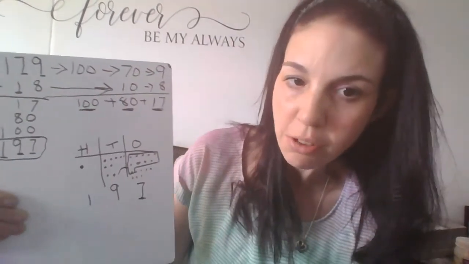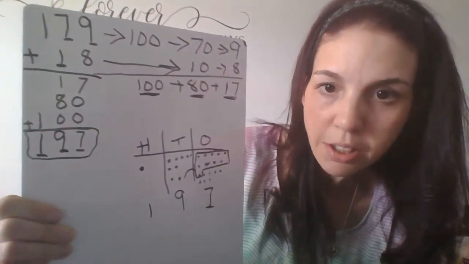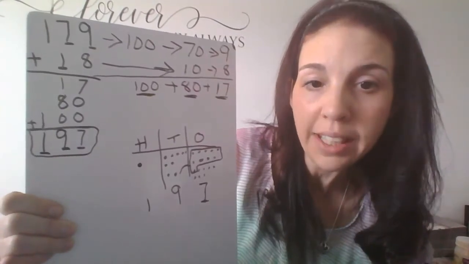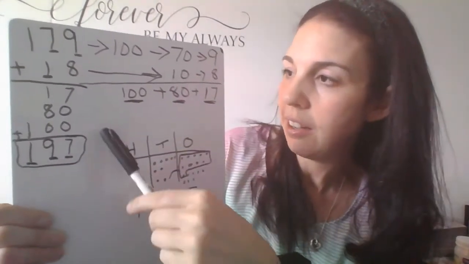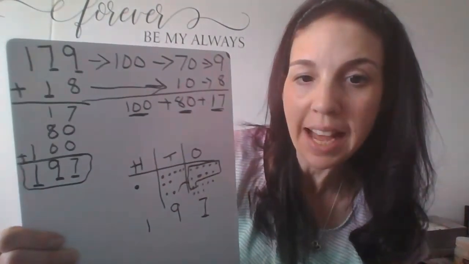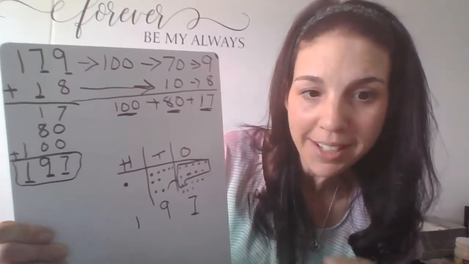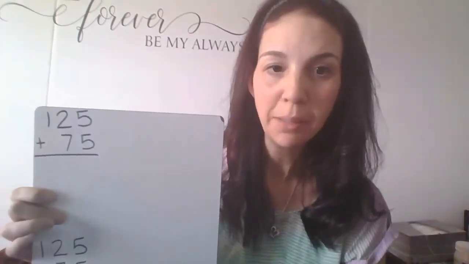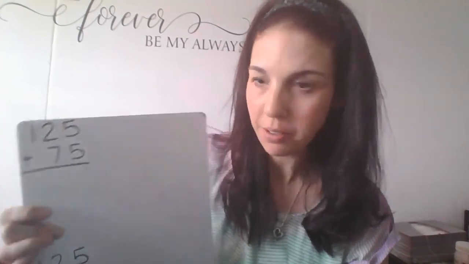So if you want to double check your work using the hundreds, tens, and ones strategy, you are more than welcome to. But please do practice the totals below strategy because that is what our lesson is about today. I'm going to model one more problem for you guys before I send you on your way. Okay, last problem, 125 plus 75, okay?